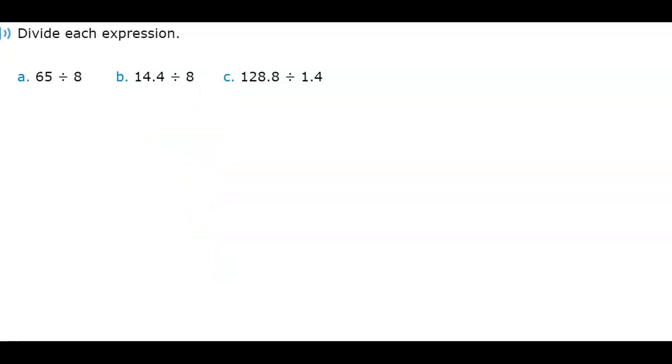Now we have 1 and 4/10 divided into 128 and 8/10. Alright, and because we have a decimal here, in our divisor we're going to have to move it over on both the divisor and dividend. So we're going to move the decimal over 1 space here. We're going to also move it 1 space here.